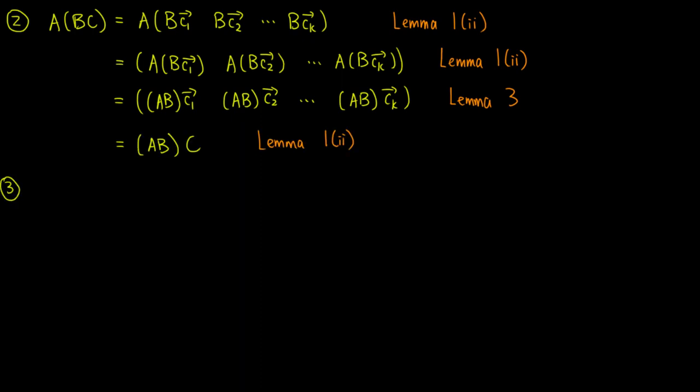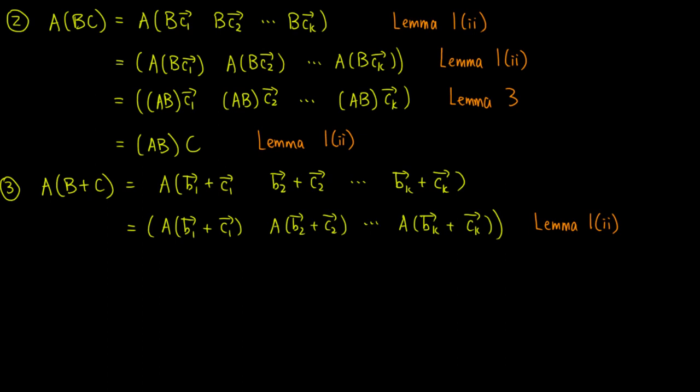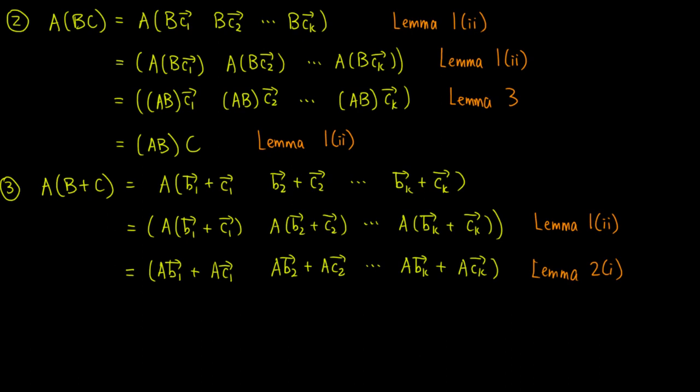For the third point, A times (B plus C) equals A times the matrix with columns B1 plus C1, B2 plus C2, up to Bk plus Ck. Using the second point of the first lemma, this is the matrix with columns A times (B1 plus C1), A times (B2 plus C2), up to A times (Bk plus Ck). Using the first point of the second lemma, this equals the matrix with columns A times B1 plus A times C1, A times B2 plus A times C2, up to A times Bk plus A times Ck.